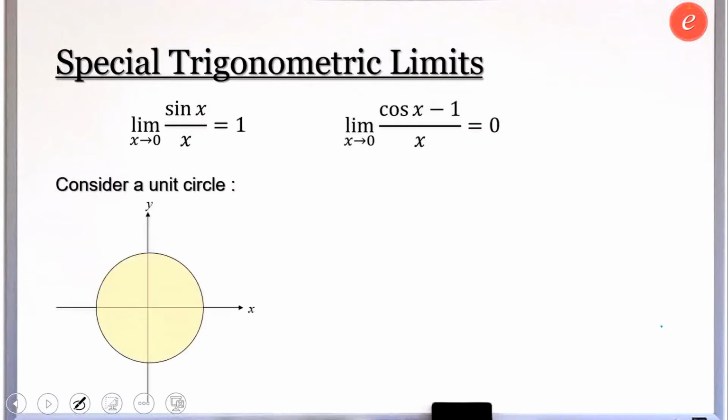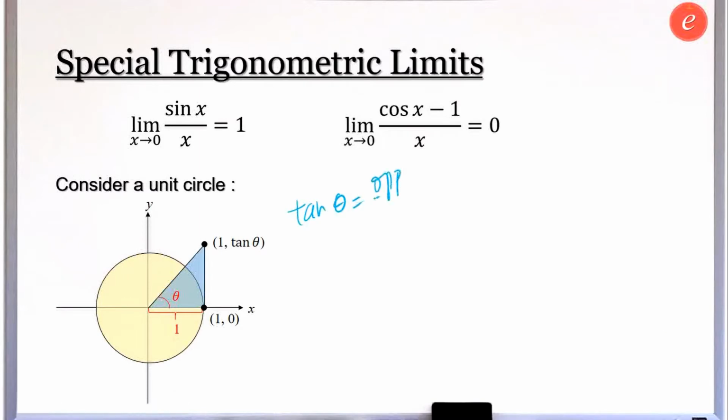Now consider a unit circle. The radius of the circle equals 1, so this point will be (1, 0). We draw a right angle triangle here in blue and label this angle theta. So this point will be (1, tan theta), because we know that tan theta equals opposite over adjacent.